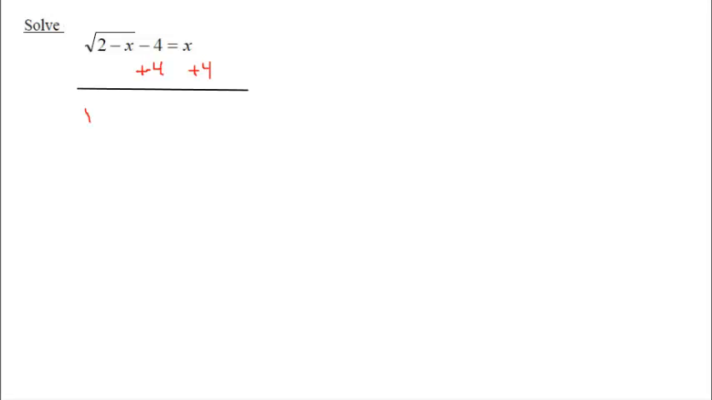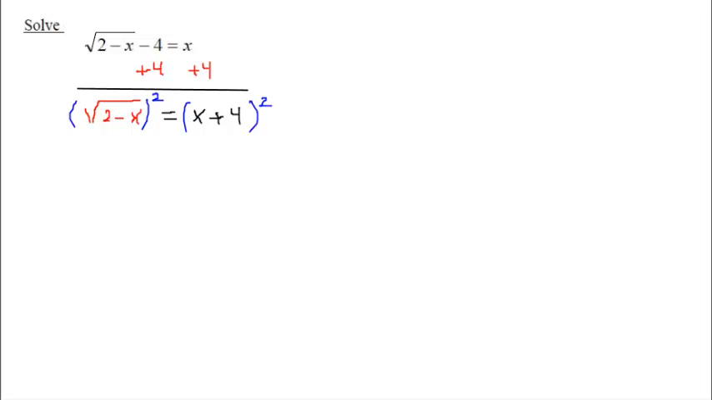So here we get square root of 2 minus x equal to x plus 4. So this is how you isolate the radical. And then you square both sides. So let's do that. Remember, we square both sides, not each term. So this is how you square them.